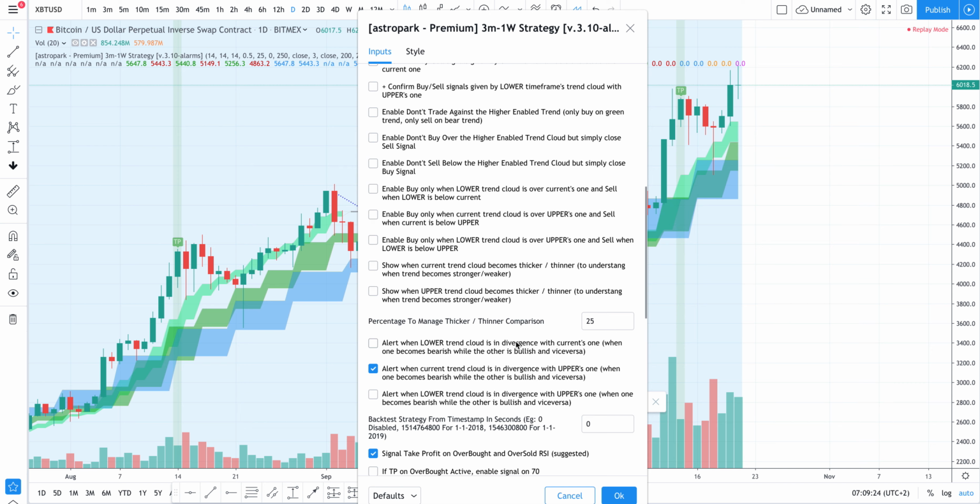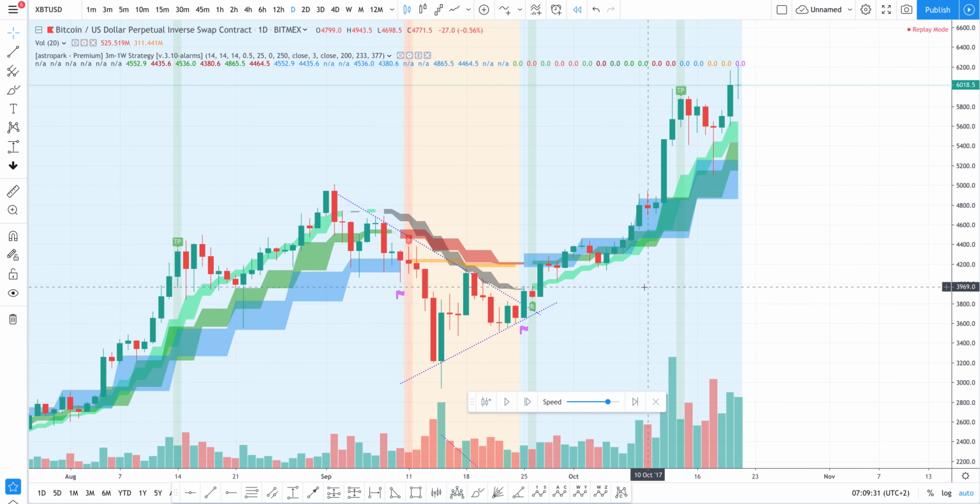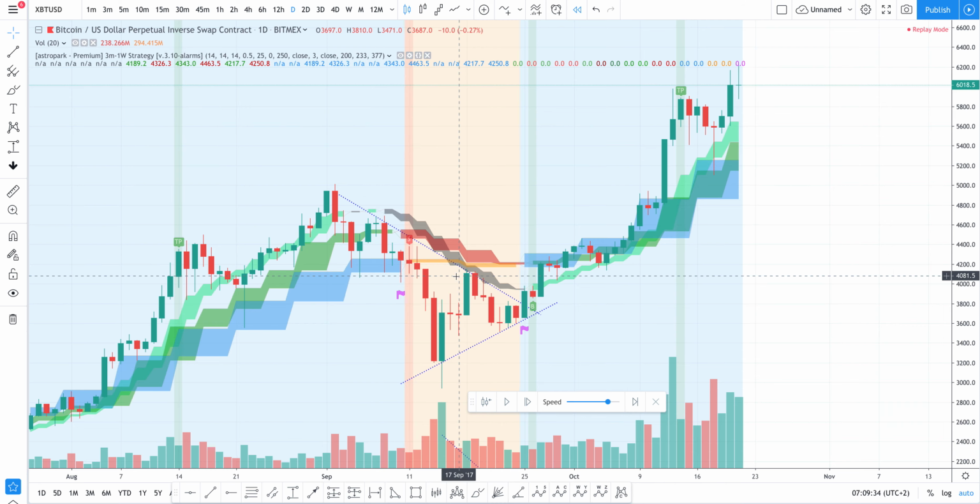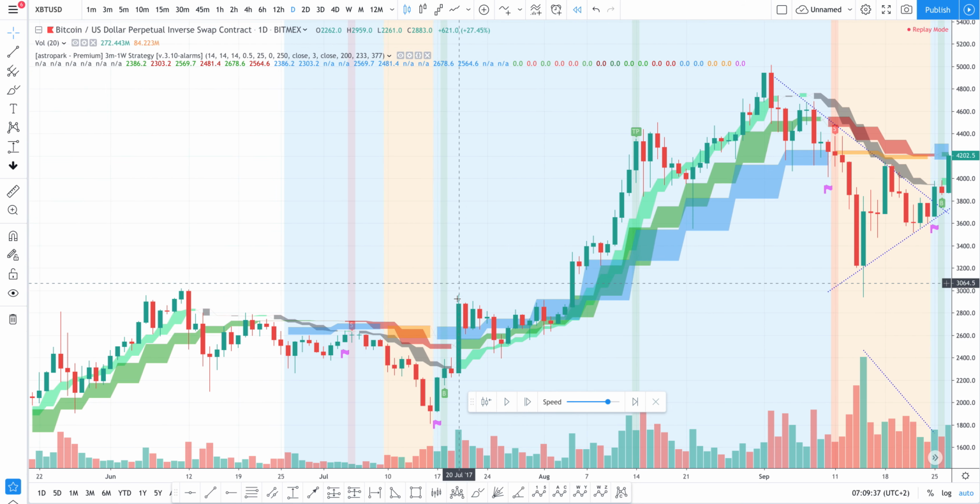This can be related to the lower and the current, and between lower and upper trend clouds. Here they are just the same, but you can see here the current time frame trend cloud became bearish while the upper one was bullish. So it was triggered just like an alert, just to be more secure, be cautious.